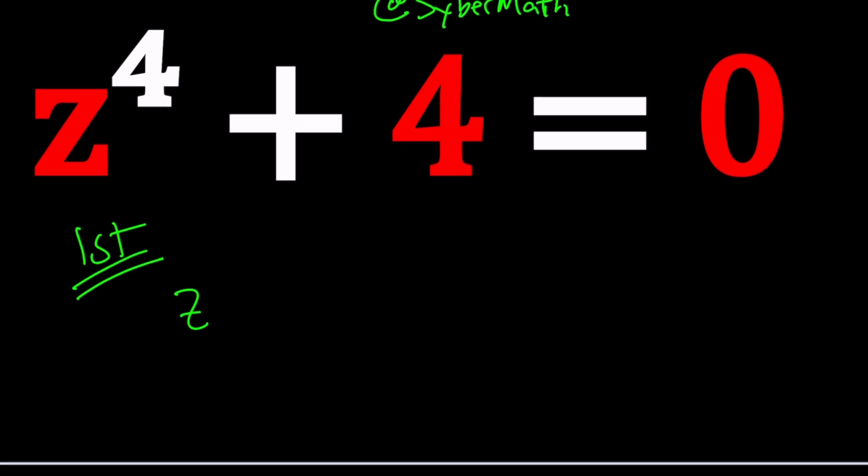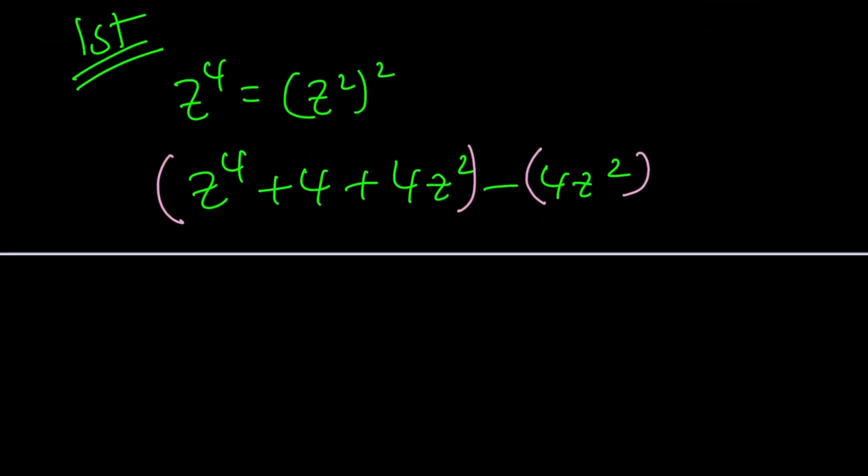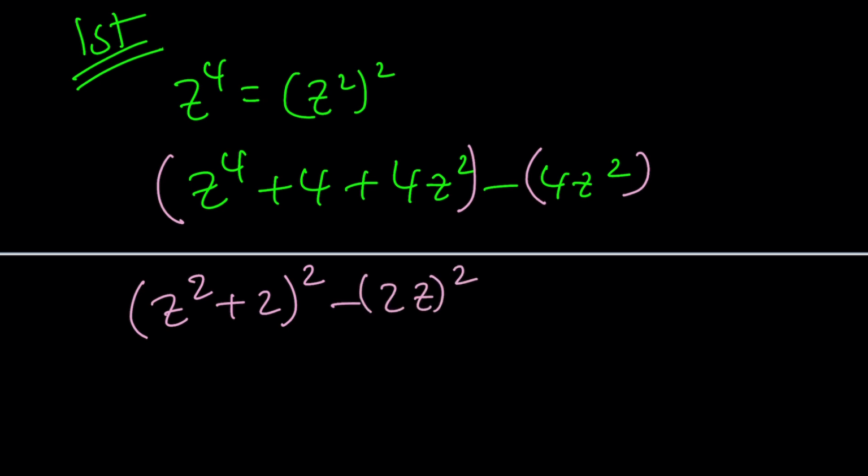So here's what we're going to do. First of all, notice that z to the fourth is z squared squared. So if you add to this 4z squared and subtract it, you're going to get a perfect square with the first three terms and another perfect square being subtracted. In other words, you get a difference of two squares. Isn't that amazing? It's beautiful. Now we're going to write the first one as z squared plus 2 quantity squared, because that's what it is, and the second one as 2z quantity squared. So now we can clearly see, hopefully, that we have a difference of two squares.